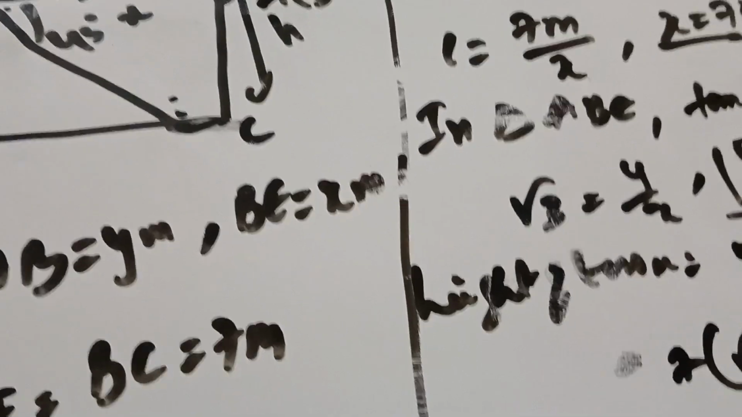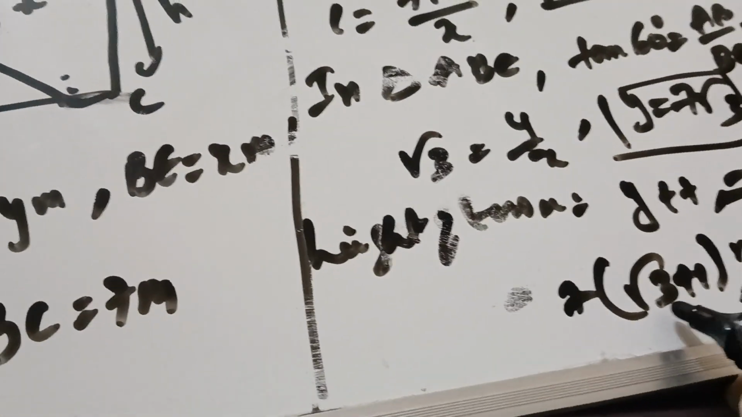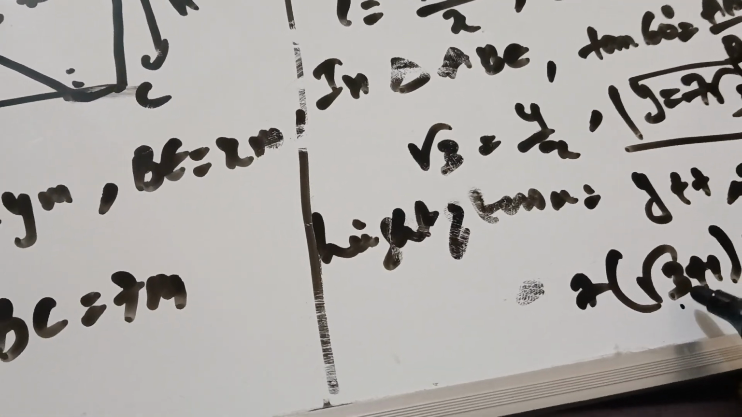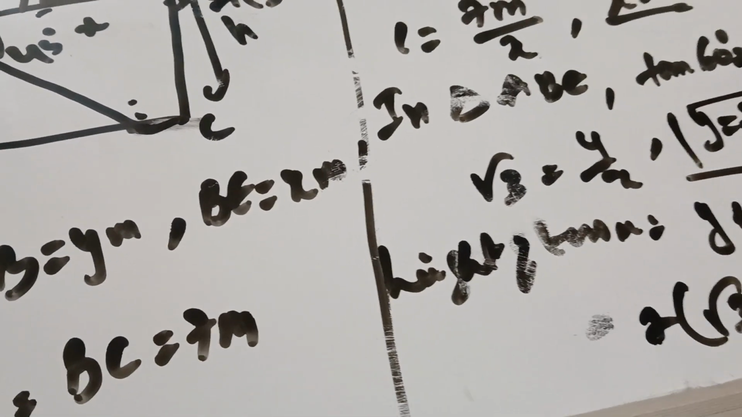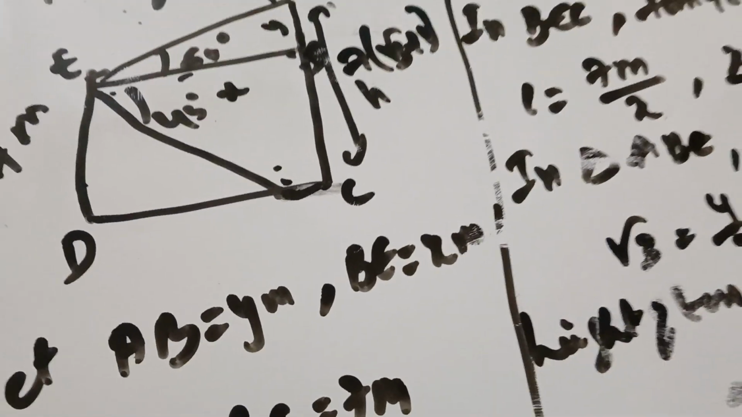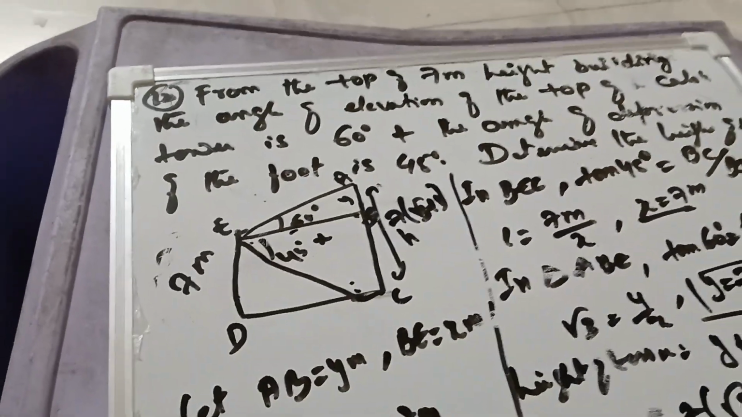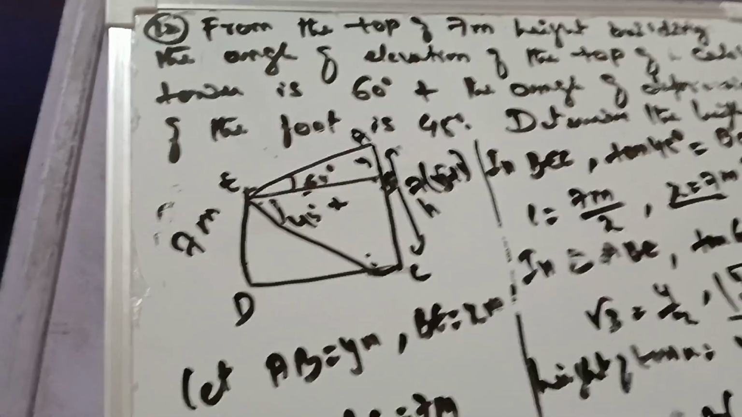In case the root 3 value is given in the question, we have to substitute the root 3 value plus 1 and multiply it with 7. That will give you the tower height. Clear? Is it clear to everybody? Yes. Next, we will solve our 13th problem.